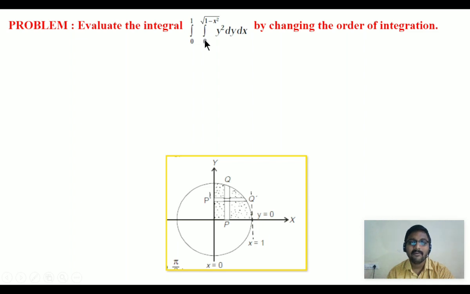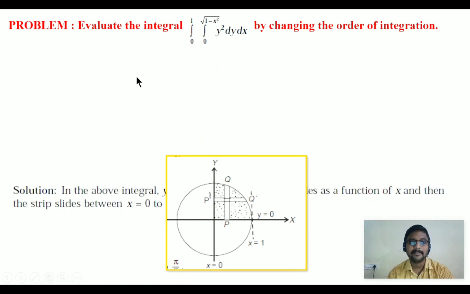Once again, the y limits are y equal to 0, y equal to root of 1 minus x square. Y equal to 0 means the x axis, and y equal to root of 1 minus x square means the circle. X equal to 0 means the y axis, and the x equal to 1 line is parallel to the y axis.